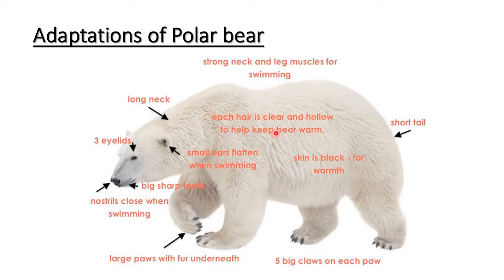Each hair is clear and hollow to keep the bear warm. The hair is transparent and the skin is black for warmth. They have small ears, flattened when swimming, big sharp teeth, nostrils that close when swimming, three eyelids and a long neck. They are very good swimmers.